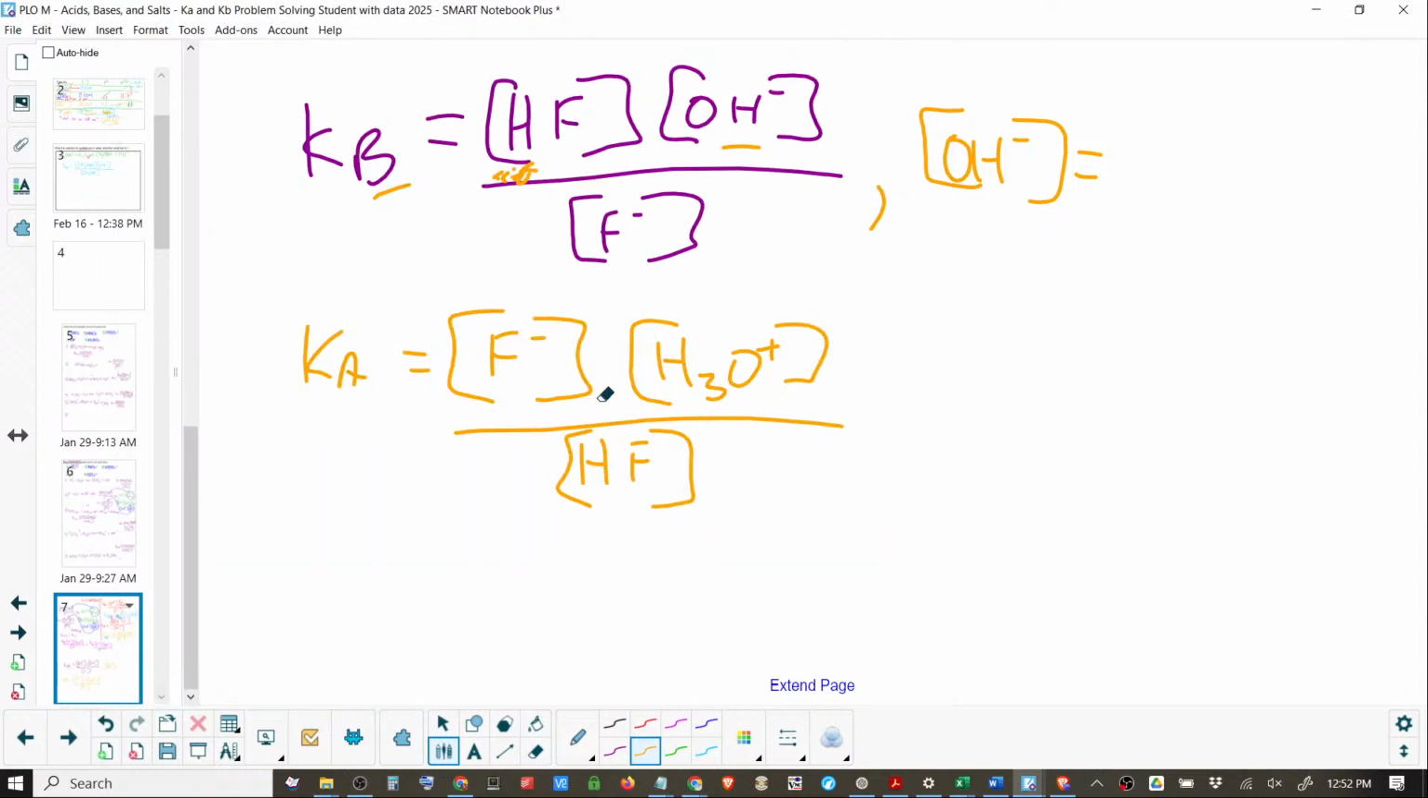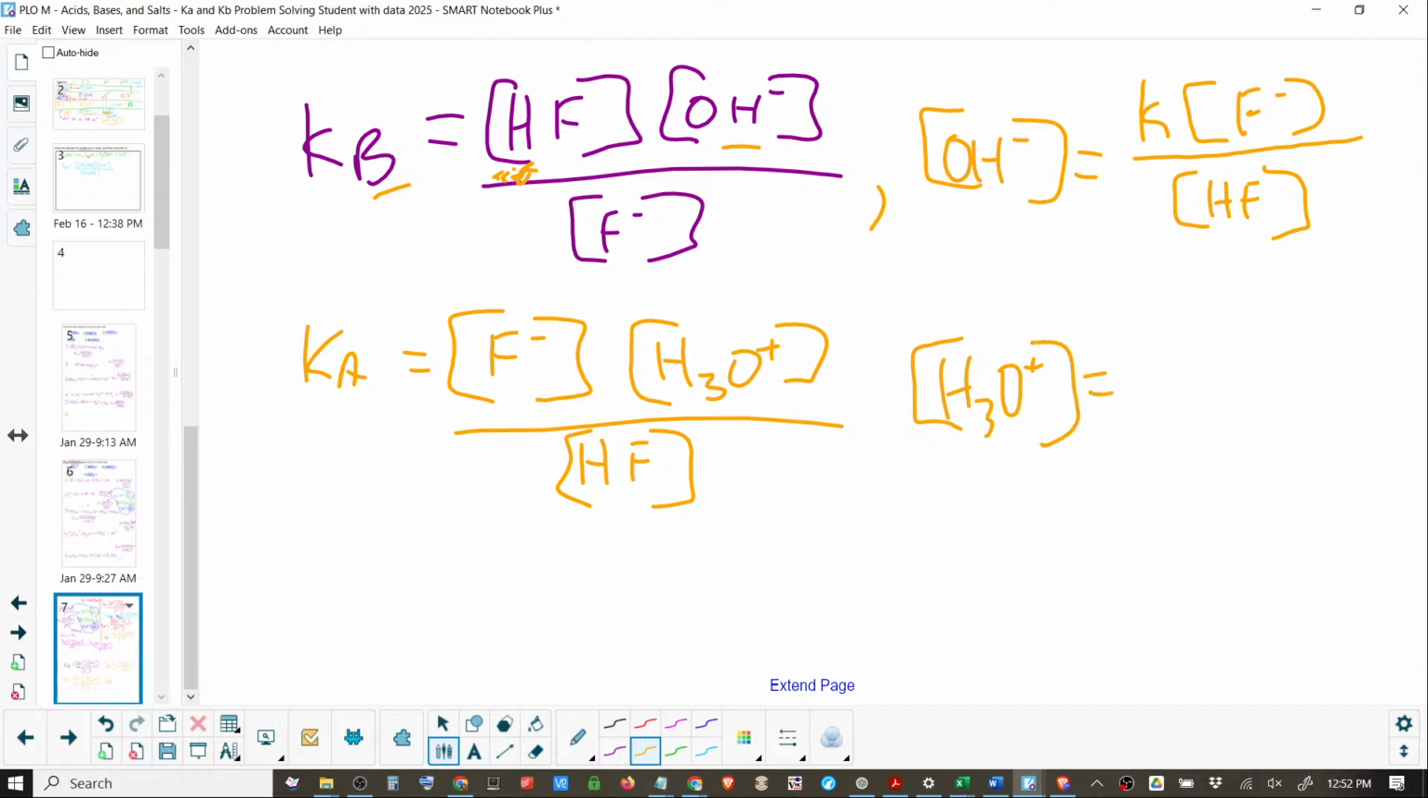Now we are solving for OH on the Kb. What does hydroxide equal on the Kb? Kb times the concentration of F minus over the concentration of HF. This might be much easier to do.